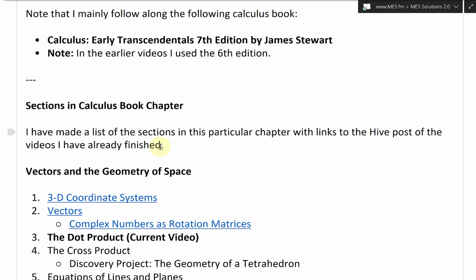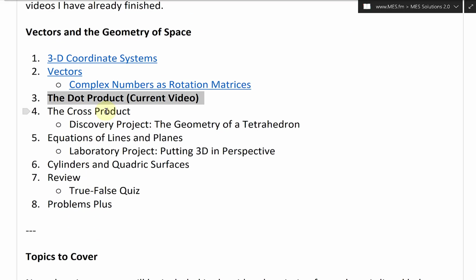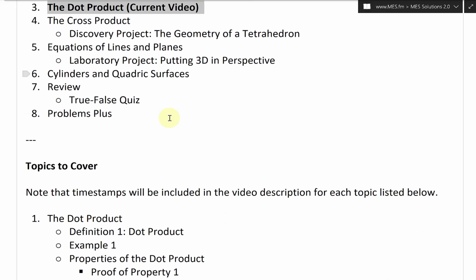So I made a list of the sections in this particular chapter with links to the Hive post, which has links to all the videos on all the video platforms, such as YouTube, 3Speak, and Odyssey, and so on. The vectors and geometry of space chapter in my calculus book: the first video I did was on 3D coordinate systems, then on vectors, and then I also did a very interesting one on complex numbers as rotation matrices. I highly recommend diving into that one. And the one we're doing right now is the dot product, which is the current video. Later we'll go over these other ones. So let's jump right in.